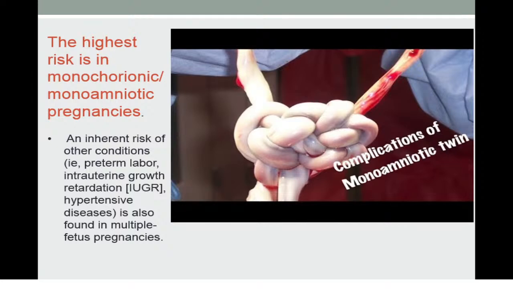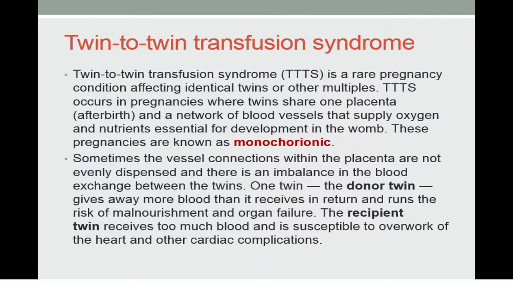Preterm labor, intrauterine growth retardation, hypertensive diseases are also found in multiple fetus pregnancy, and the risk of this situation is higher in this type, when it is monoamniotic twins, and it is presented through knot of the umbilical cord and compression, which is followed with the arrest of blood flow. And as I told you, a few words about twin-to-twin transfusion syndrome. We already understand what it means.